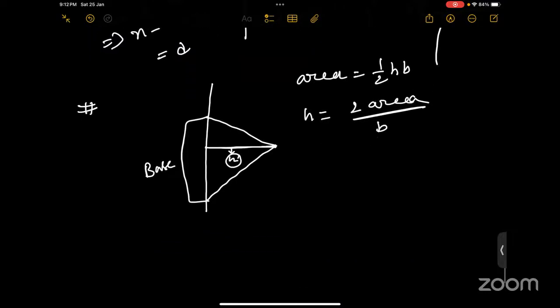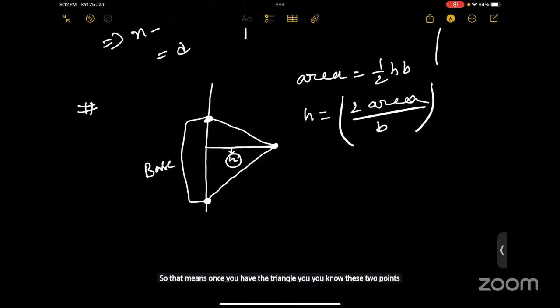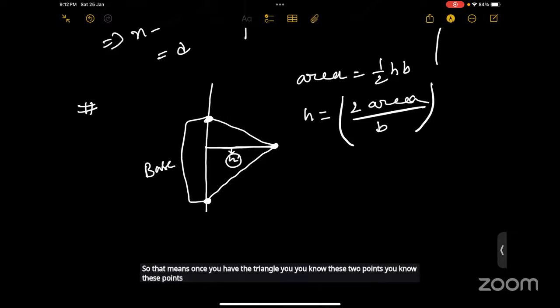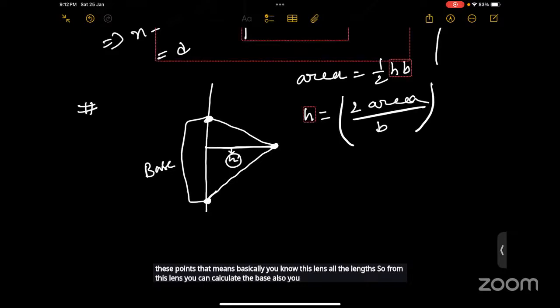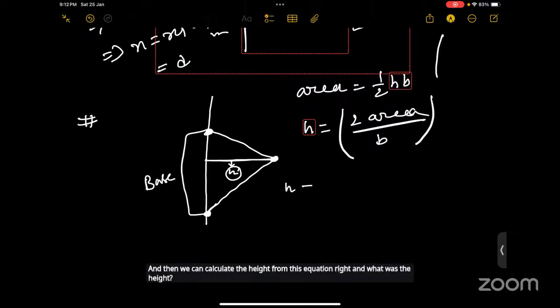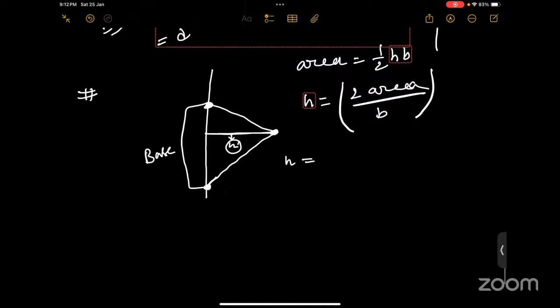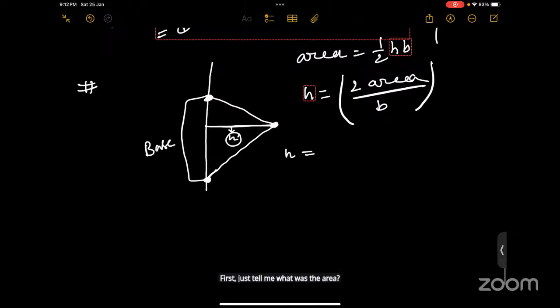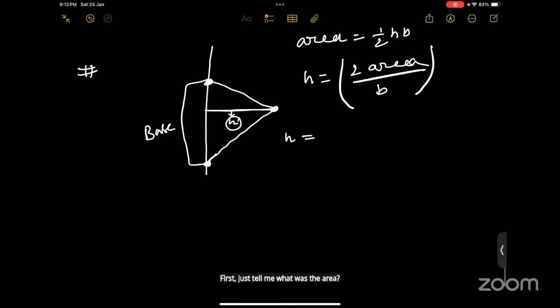That means once you have the triangle, you know these 2 points, so basically you know all the lengths. From these lengths, you can calculate the base. Also, you can calculate the area, and then we can calculate the height from this equation, right? And what was the height? First, just tell me, what was the area? It was half base height.